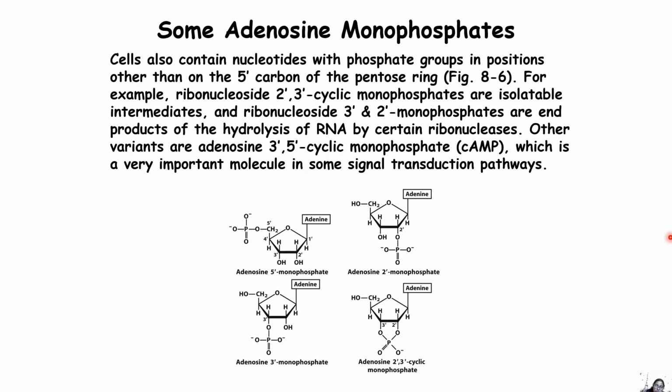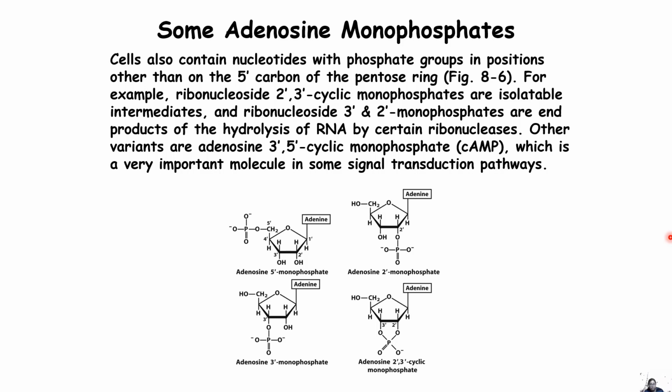Now some cells also contain nucleotides with phosphate groups in positions other than on the 5' carbon of the pentose ring. For example, ribonucleoside 2',3'-cyclic monophosphates are isolatable intermediates, and ribonucleoside 3'- and 2'-monophosphates are end products of the hydrolysis of RNA by certain ribonucleases. Another variant is adenosine 3',5'-cyclic monophosphate, cAMP, which is a very important molecule in some signal transduction pathways. cAMP is a very popular molecule in cell signaling pathways. If you have read about cell signaling, you can see that these molecules are very important for any kind of signaling cascade pathways.